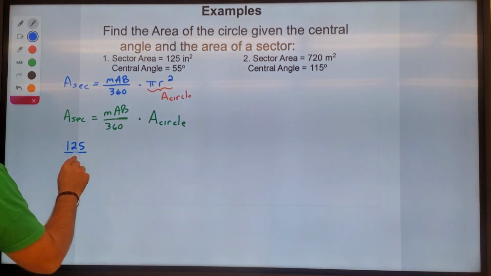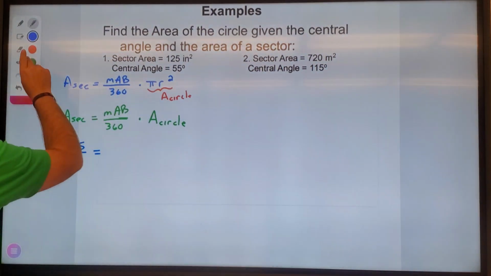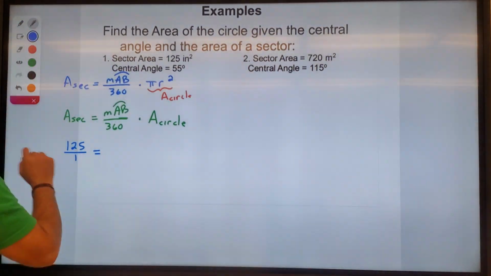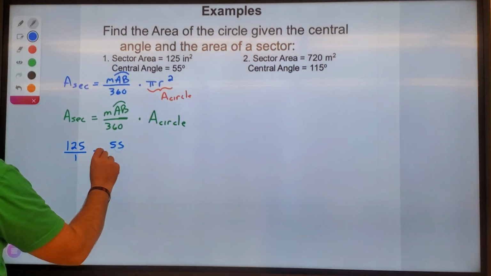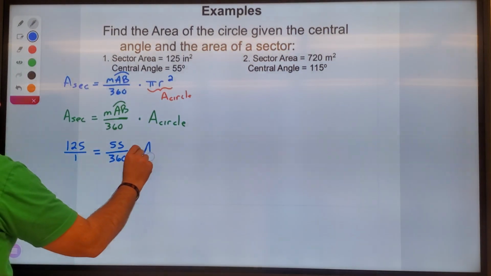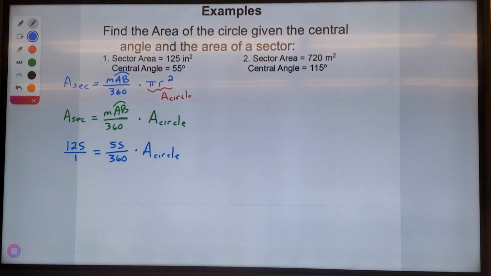I'm going to put this over 1 is equal to the measure of AB, which I forgot my arcs over here. Let's go ahead and tack them on there. Measure of AB here was the central angle again. That's 55 degrees over 360 times the area of a circle.